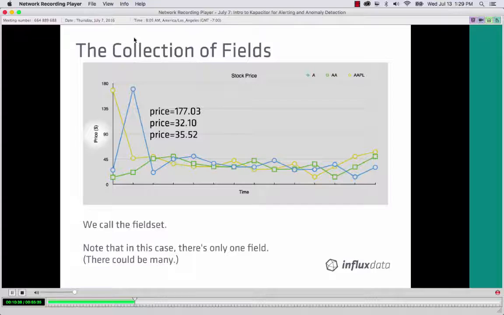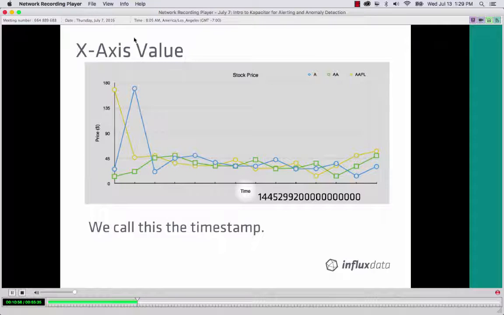The collection of all the fields is called the field set, just as the collection of all the tags is called the tag set. In this case, there's only one, but there could very well be many. You could have price, comma, volume, comma, anything else you'd like to store as data. Finally, we have the thing that makes this time series, which is the x-axis with the timestamp, the number of nanoseconds since January 1st at midnight in 1970. So the typical Unix epoch.